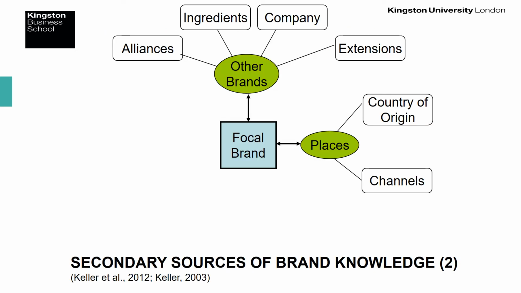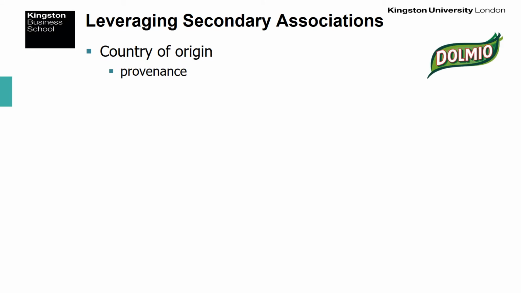Okay, so we've looked at other brands. Let's, a bit more quickly now, look at places, how brands can associate themselves with places to leverage secondary associations. Country of origin is a good place to start because places, geographical countries or cities, can often be used directly to associate with a brand to create a certain personality and character.